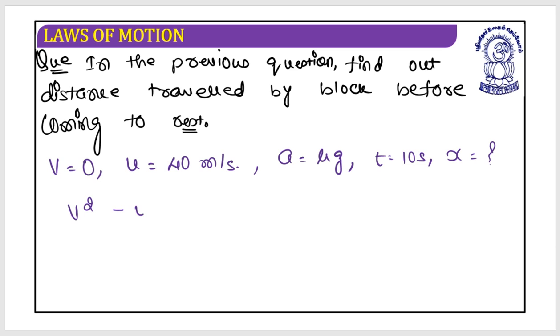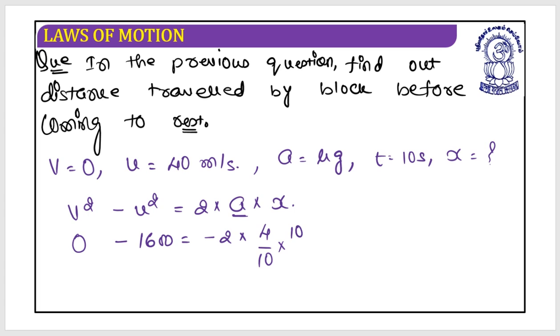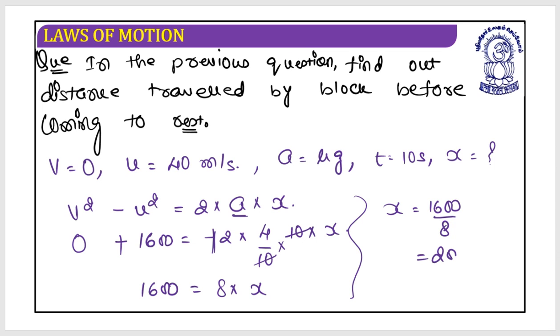It's v square minus u square, that should be equal to 2 into a into x. The final velocity is 0, initial is 40, this is 1600, that should be equal to minus 2 into a. A would be equal to mu into g. Mu is 0.4, it's 4 by 10 multiplied by 10 multiplied by x. This 2 has gone, this 2 has gone, and this 10 has been cancelled out. So 1600 is equal to 2 4s are 8 into x. So x is equal to 1600 by 8, which should be 200 meter.